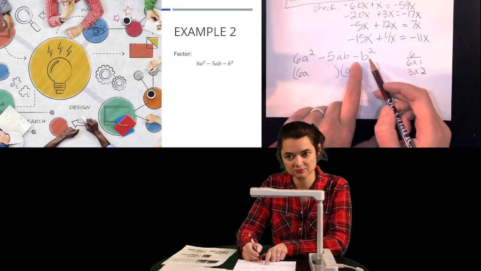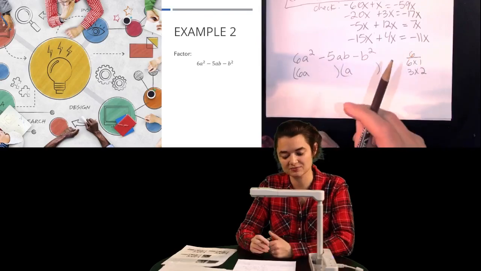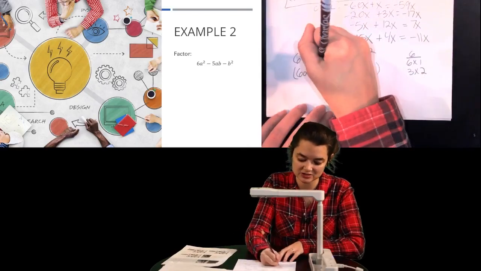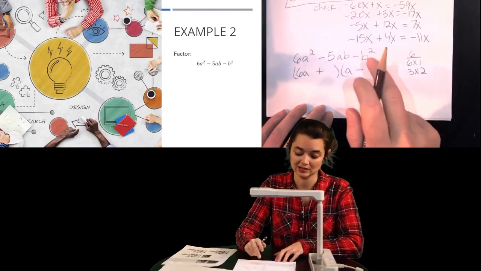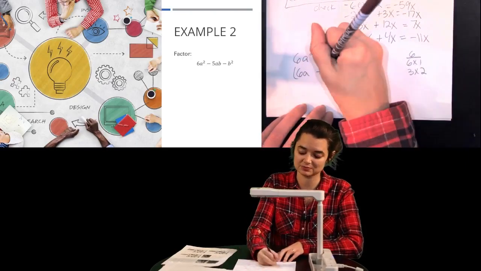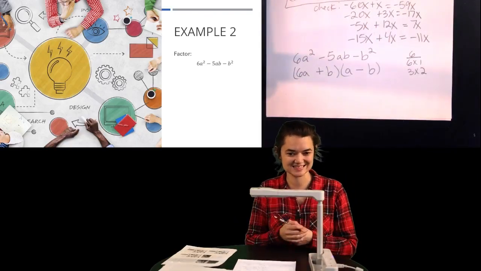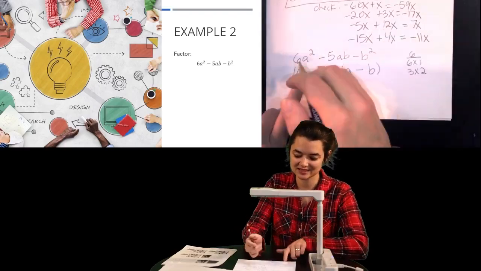Let's see, they need to multiply. The last terms need to multiply to give me a negative b squared. Since it's negative, I know my signs are going to be a plus and a minus. And the only way to get b squared is b and b, thankfully. So at least we have less combinations this time than last time. Let's see how this checks.